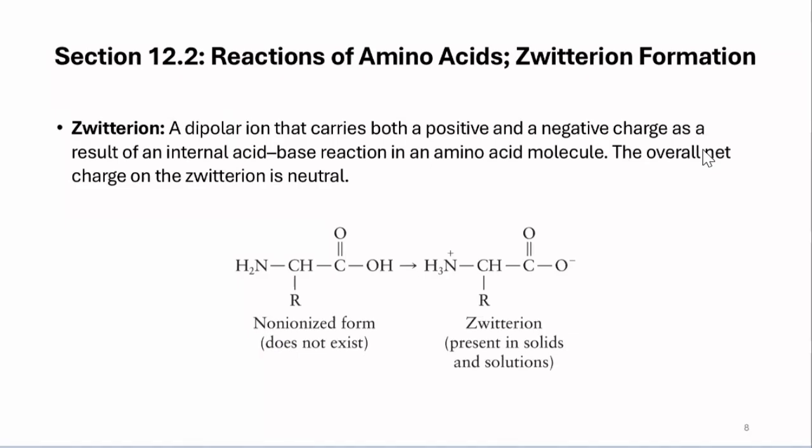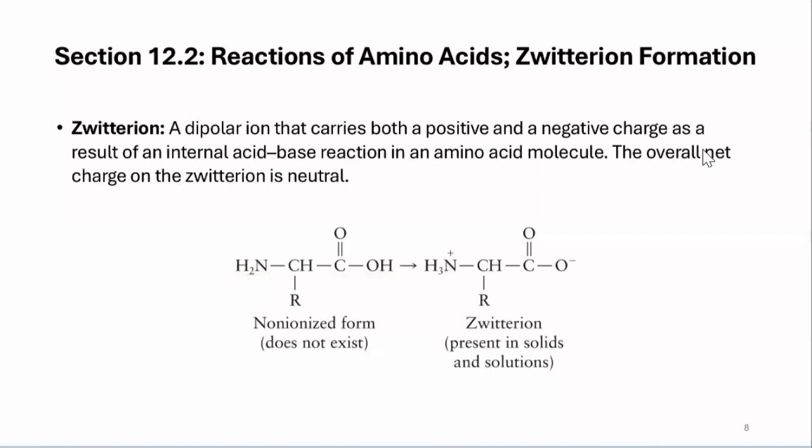Now we are going to study the reactions of amino acids by learning about the formation of a Zwitter ion. By definition, a Zwitter ion is a dipolar ion that carries both a positive and a negative charge as a result of an internal acid-base reaction that occurs in an amino acid molecule. As we can observe, if an amino acid is not ionized, we can clearly observe its carboxylic acid and its amine group or amino group.